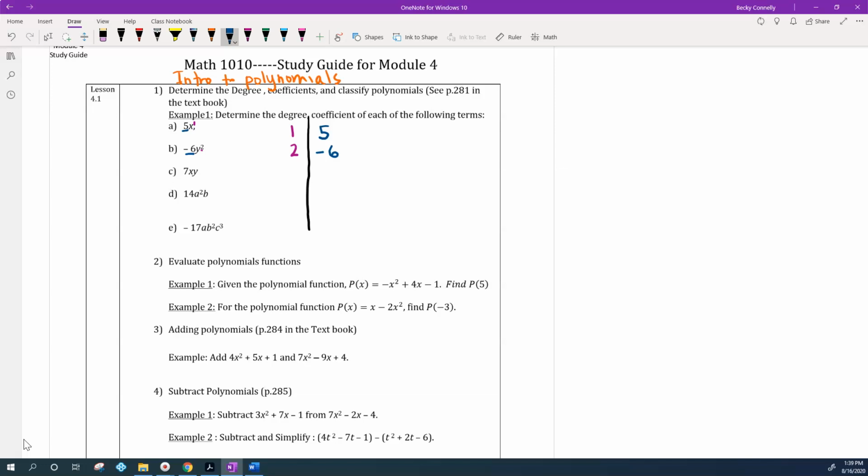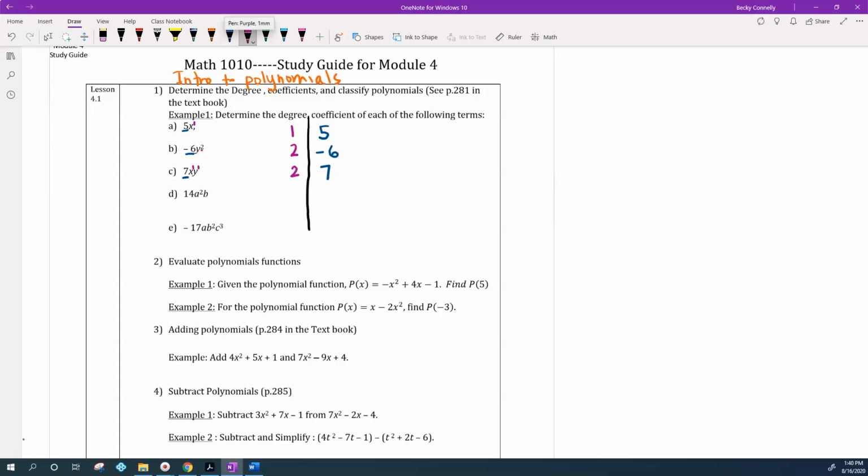All right? Now on part C, when we're talking about the degree of this, remember that this is like an x to the first and a y to the first. And so when we have more than one different variable in there, we add those degrees together. So the degree of this is 2. And then again, our coefficient is out in front, so that would be 7.